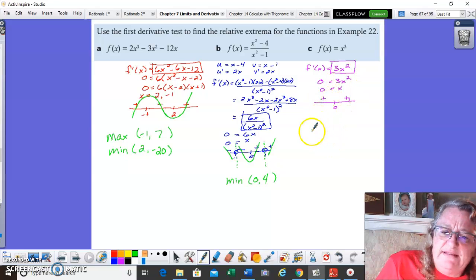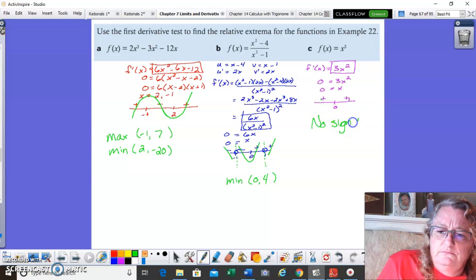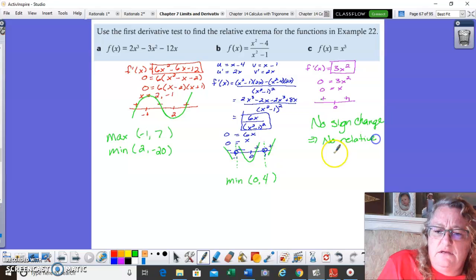So the way we would write that is we would say, oh, there's no sign change, which implies no relative extrema.